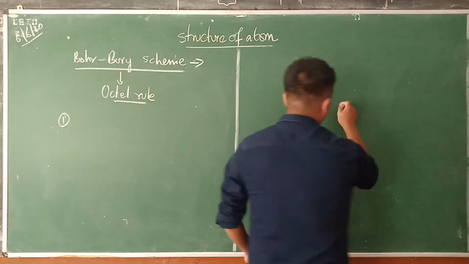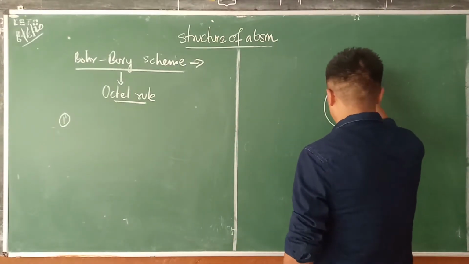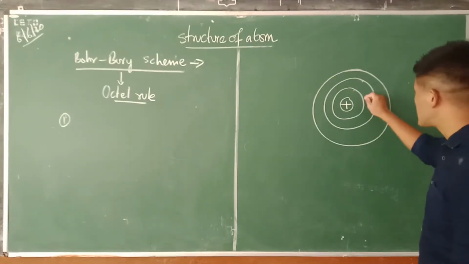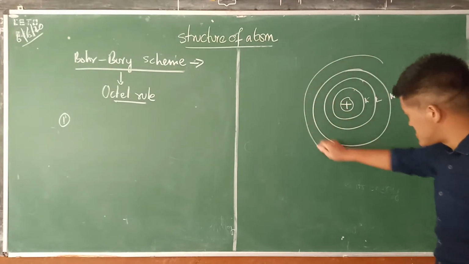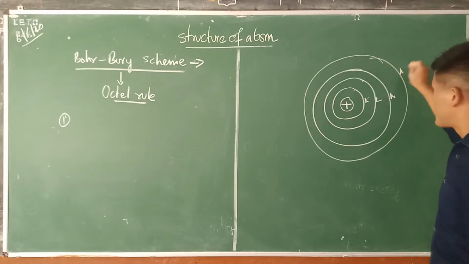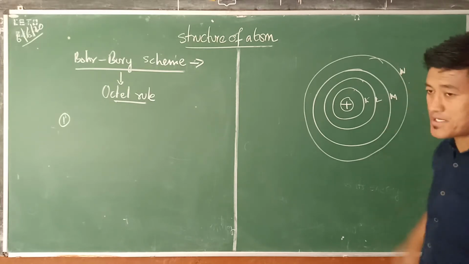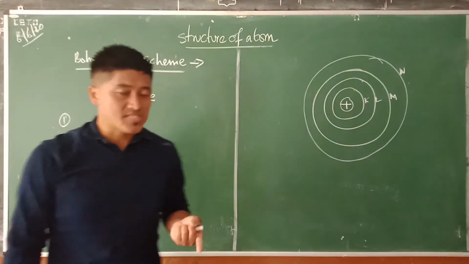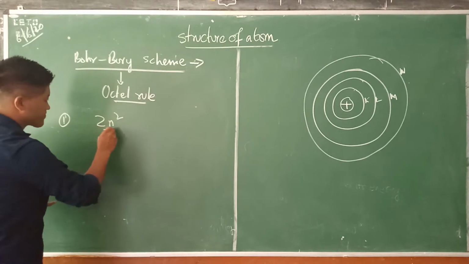for example, I'm going to write here. According to Niels Bohr, he named these shells K, L, M, and N. I'm sorry, these should be capital letters. Now, according to the Bohr-Bury scheme, the first point he said was 2n squared.